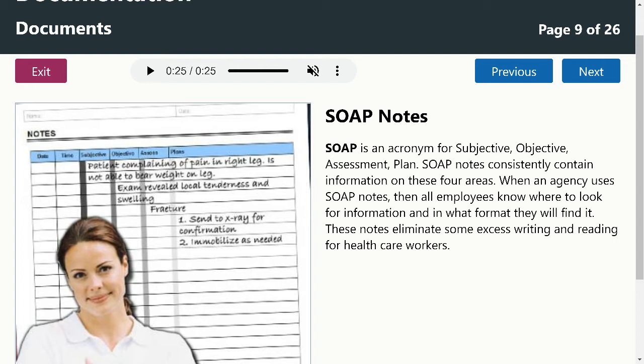So if you look over here at the example they gave you, they say that a patient is complaining of pain in his or her right leg. They're not able to put weight on that leg. So they did an exam and saw that it was tender and swollen. I think they're suggesting that it might be a fracture, which is a break. So they're going to send them to X-ray to confirm that it's a break, and then immobilize as needed. So that's their SOAP note. You can go in and see what's happening, see who has seen them, what they recommend, what the plan is, and all that stuff.